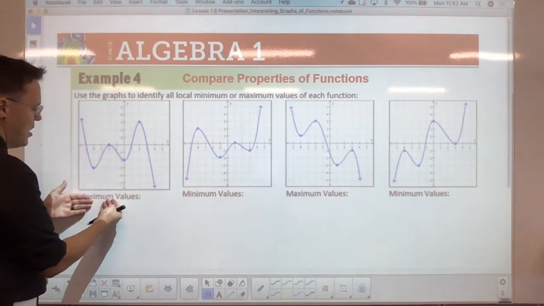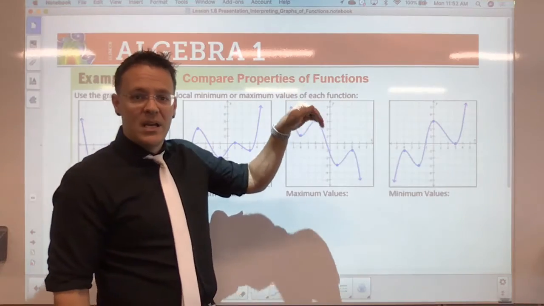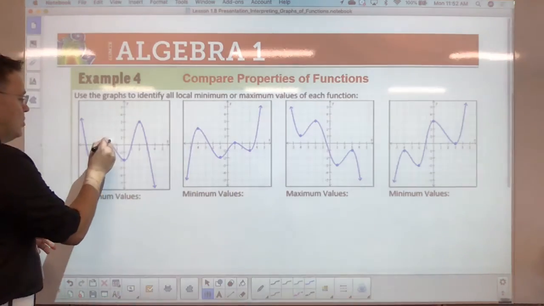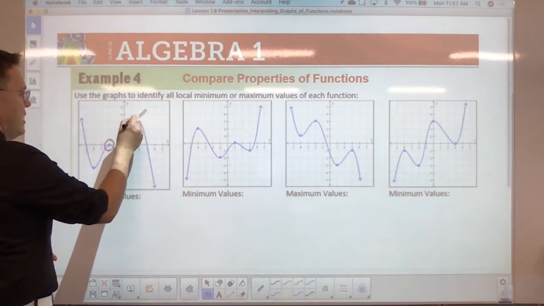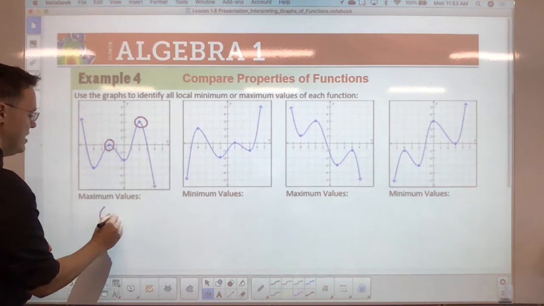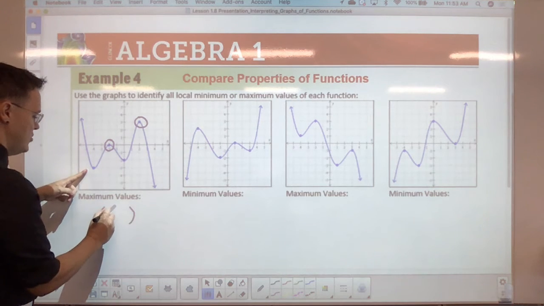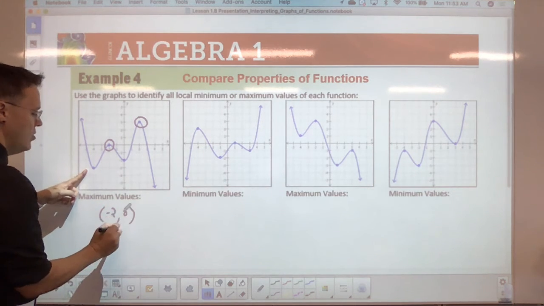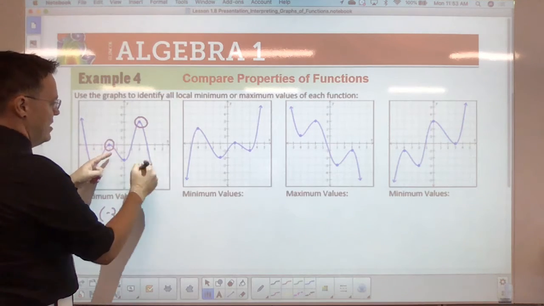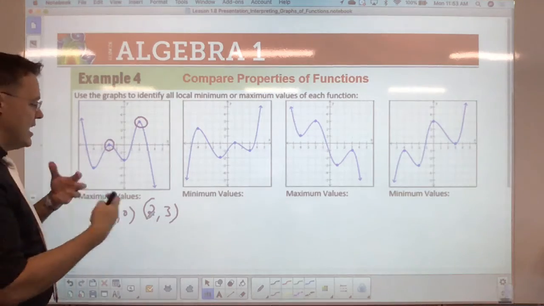I'm looking for what are the maximum terms, okay? So maximums would be every time you're at the what? The height, okay? So there are actually 2. There's a point here and a point here. So my maximum values are going to be the actual points that you're going to put in, right? So it's going to be at -2 and 0, and then the other one is going to be at 2, 3. Simple enough. Okay, that's the maximum values.